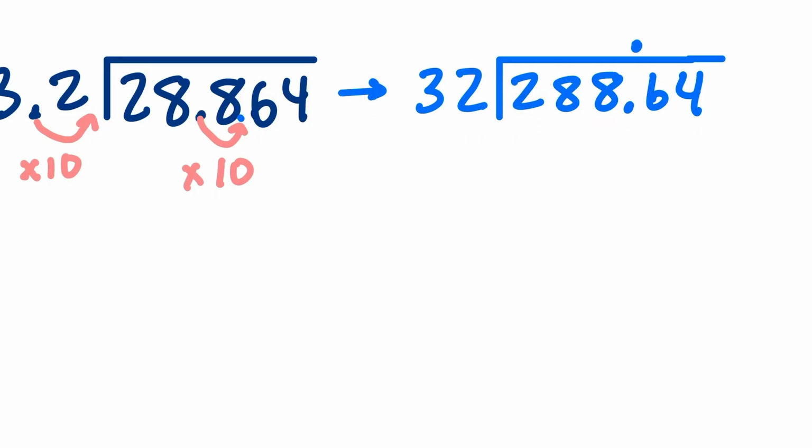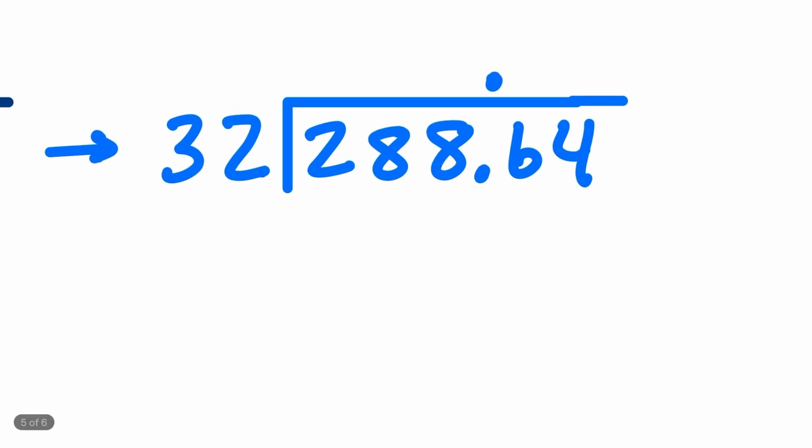Can 32, I'll zoom into this now, can 32 go into 2? No. So that means it goes in 0 times. I'll put a 0 above that 2. Can it go into 28? No. So I'll put a 0 above that as well. Can it go into 288? Yeah, it can.